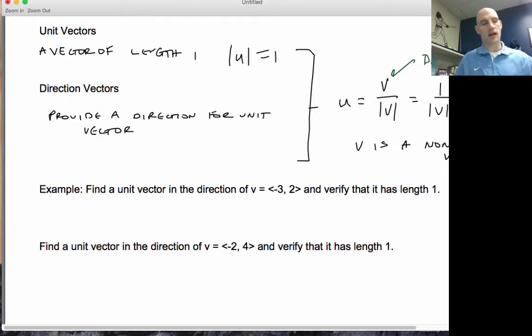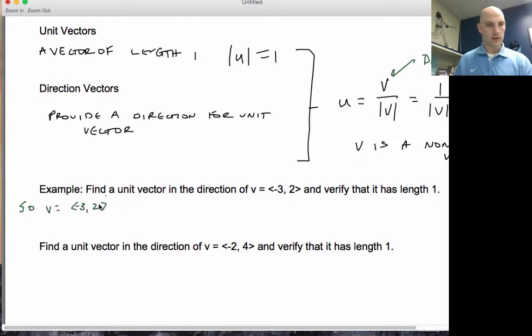So you're probably sort of lost right now. Let's look at an example and you'll see how this works. Find a unit vector in the direction of v equals -3, 2 and verify that it has length 1. And so what you're imagining is you've got a vector in the direction of -3, 2 that's only 1 unit long. And so what we're going to do is, v equals -3, 2.